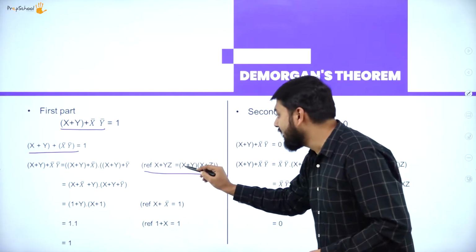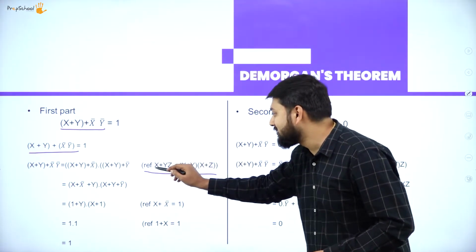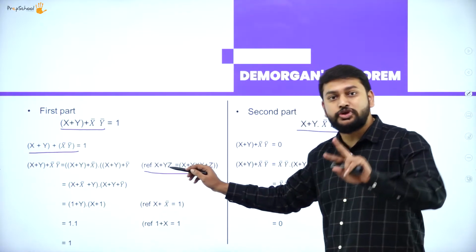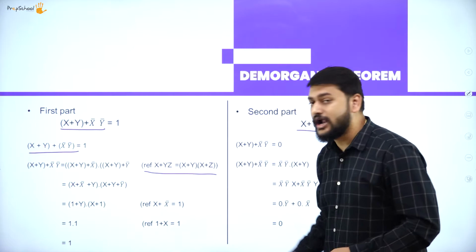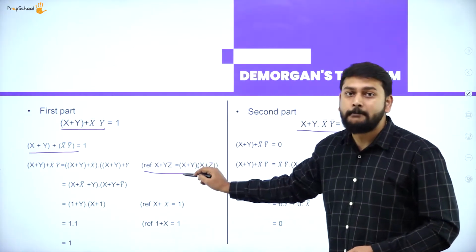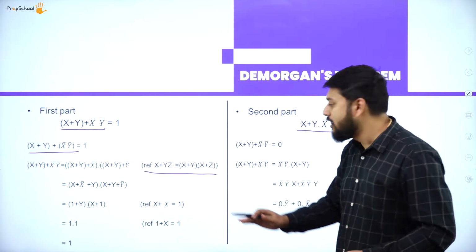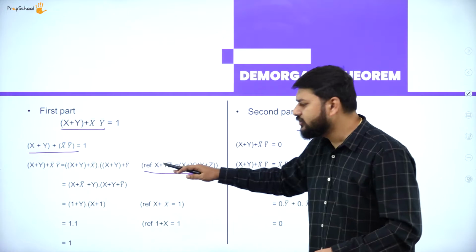So please understand, (x + y) into (x + z). I'm just multiplying this and changing the sign. So here I have plus, and here I have into. That's what you need to observe. Whenever I multiply, I think you all know the distributive law. I don't have to explain this, but it is still easy to remember.